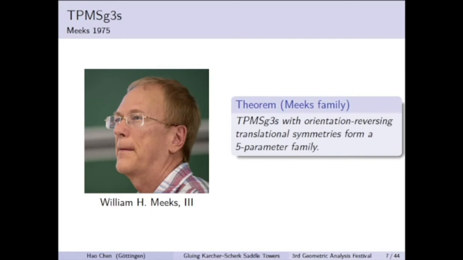Another remarkable result of his is that he proved the existence of a 5-parameter family of TPMSs of genus 3. Surfaces in this family can be characterized by an orientation reversing translational symmetry. Recall that a generic TPMS has locally a 5-parameter deformation family, so Meeks family is the best that one could expect. Most remarkably, Meeks family contains all the TPMS G3s known at the time, with two exceptions. One is Schwarz's H surface and the other is Chen's gyroid.